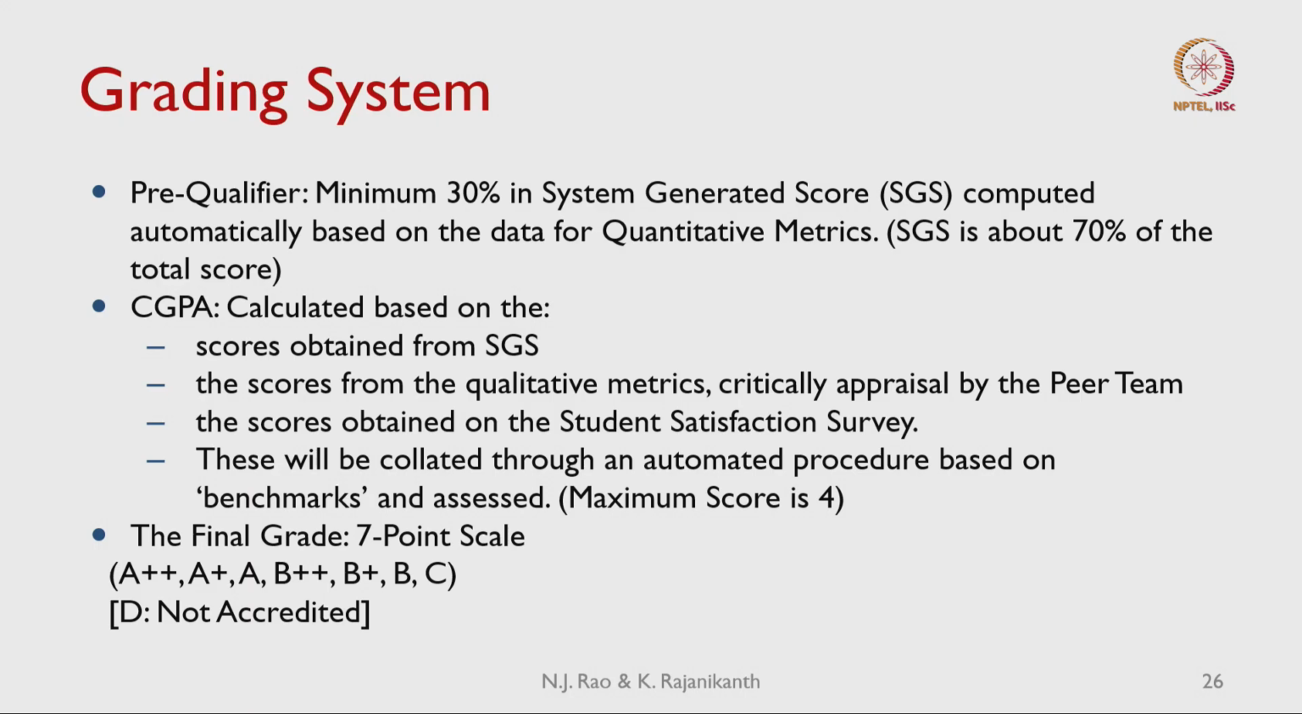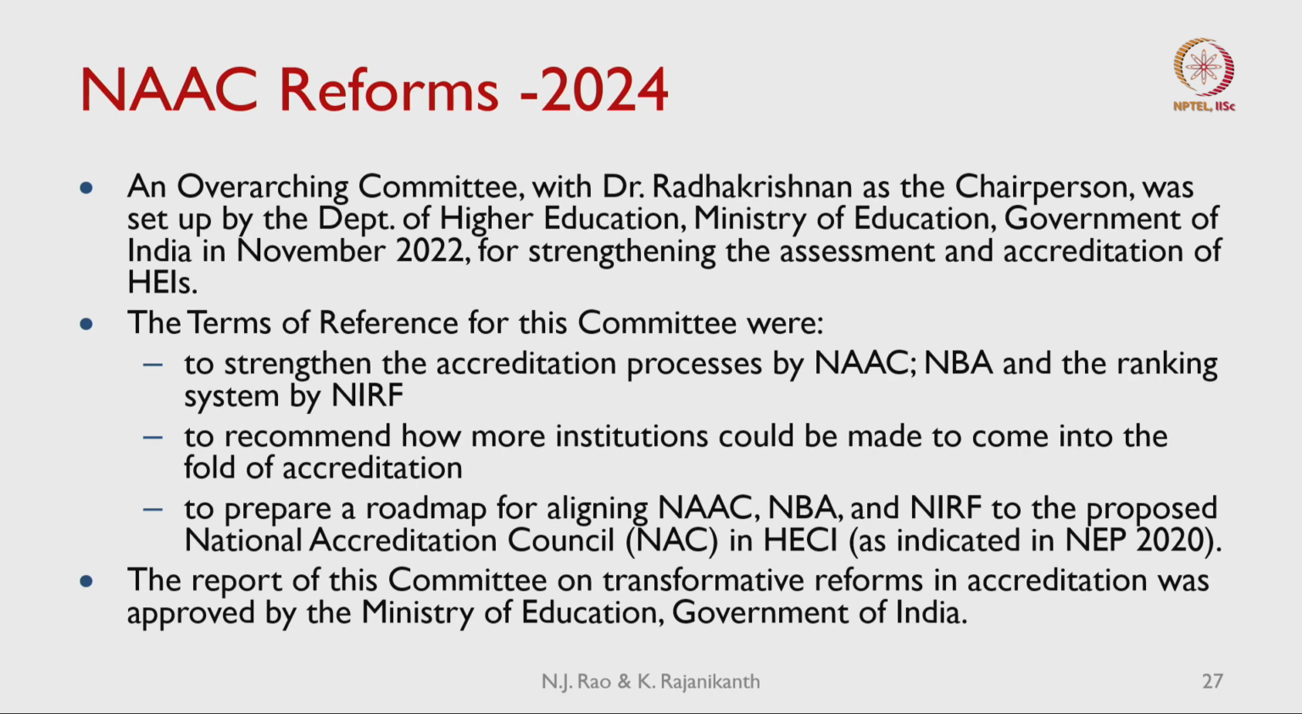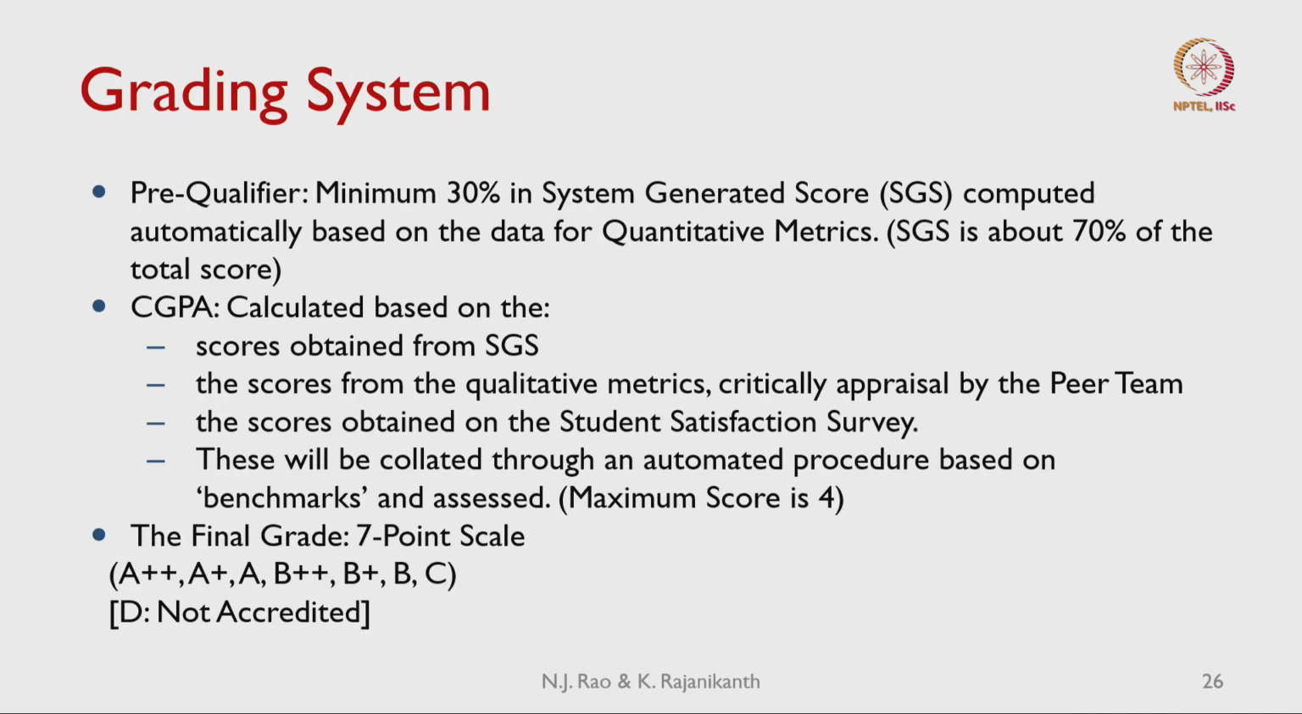Then the CGPA is calculated based on 3 components: scores obtained from the system generated score, that is quantitative metrics; the scores from qualitative metrics, which are basically awarded by the peer team, which critically examines and appraises the qualitative metric reports produced by the institute; and scores obtained on the student satisfaction survey, which is done by a third party. These will be collated through an automated procedure based on benchmarks and assessed. The cumulative grade point average is 4 maximum. The final grade at that time was on a 7-point scale, A++ to C, and D is not accredited.